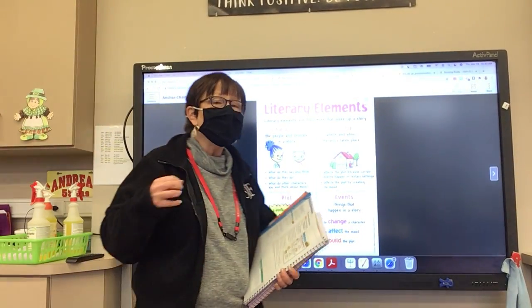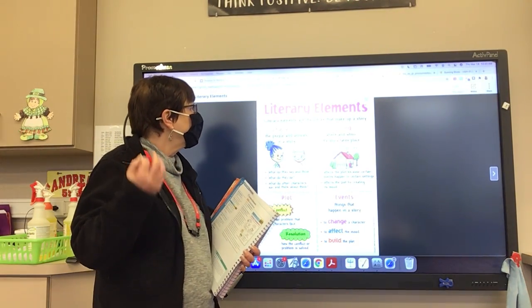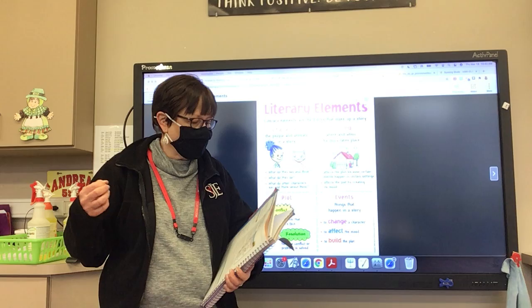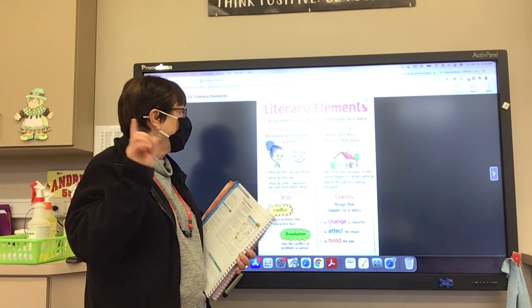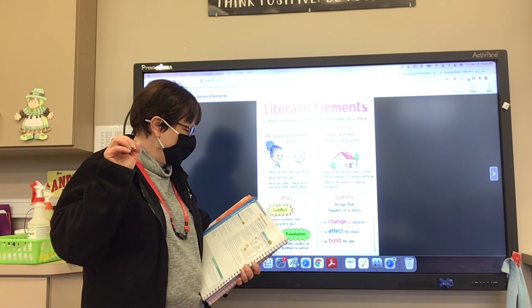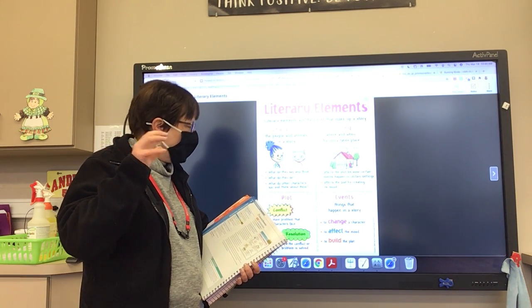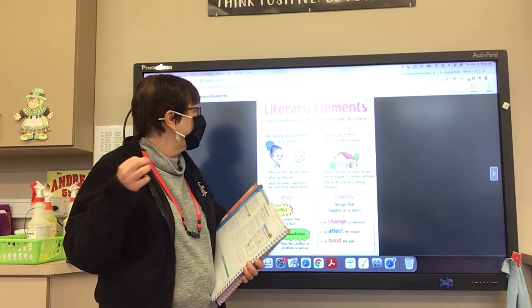Okay, boys and girls, we're going to be talking about literary elements, and those are the pieces that make up a story. There are four pieces that make up a story, and those would be the characters, the setting, the plot, and the events. When we talk about the characters, those are the people and the animals in a story.